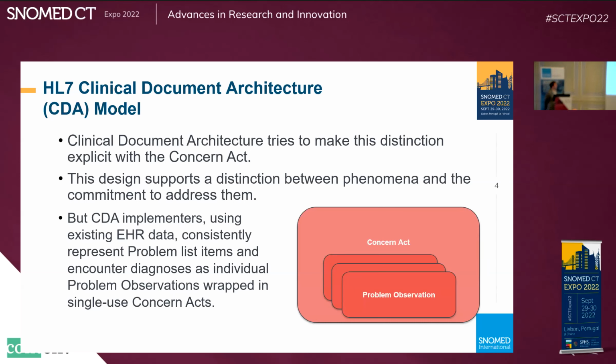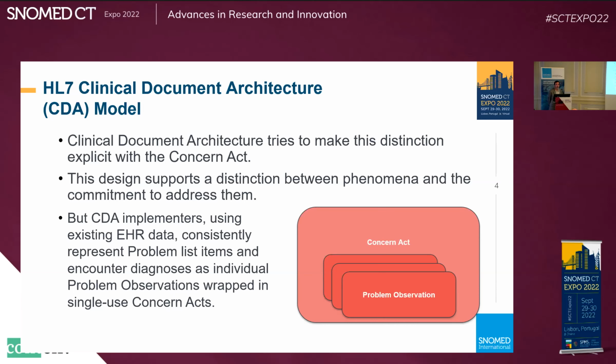A while ago, there was an attempt to model the world in the HL7 reference information model. There are bits of it left in CDA these days. The original is less widely used. And they address this problem by having these problem observations, which might be semantically objective observations of fact, wrapped in a thing called the concern act, which distinguished the concern from the observation.